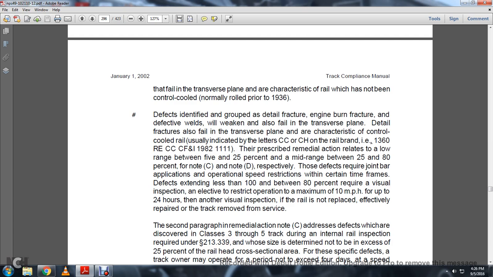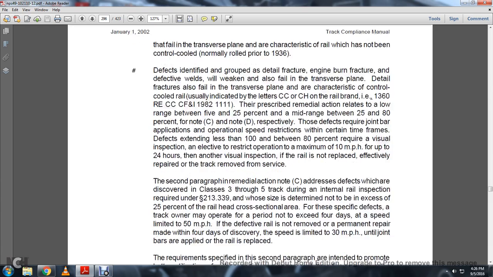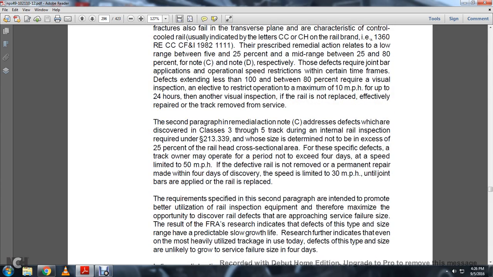Defects extending between 80 and 100% require visual inspection. The restriction is a maximum of 10 miles an hour for up to 24 hours without another visual inspection if the rail is not replaced. Effectively, the repair of the track is removed from service.